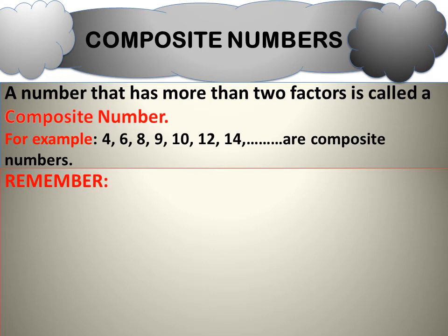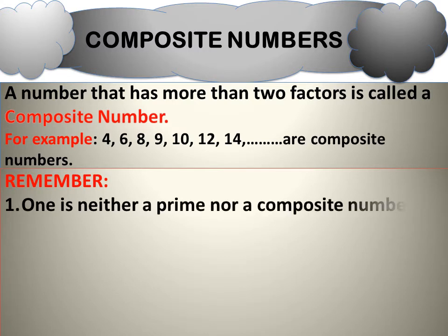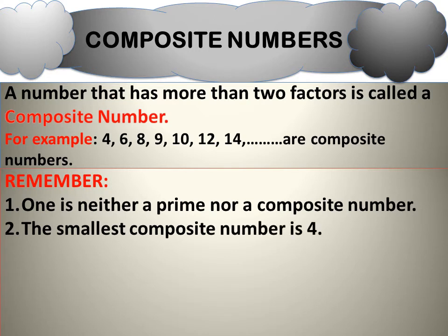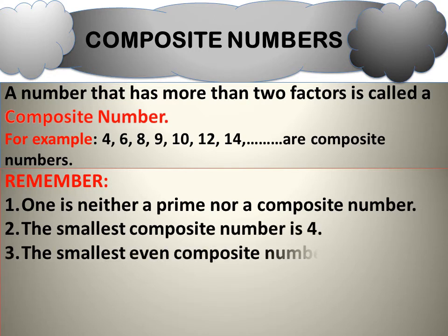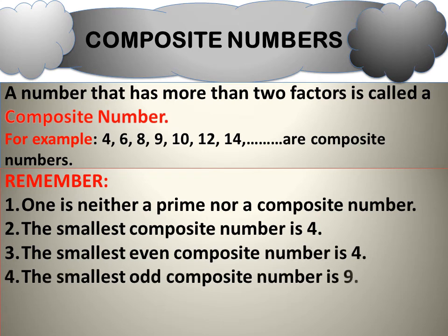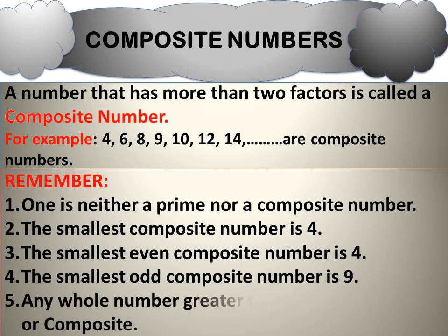Number 1. 1 is neither a prime nor a composite number. Number 2. The smallest composite number is 4. Number 3. The smallest even composite number is 4. Number 4. The smallest odd composite number is 9. And number 5. Any whole number greater than 1 is either prime or composite.